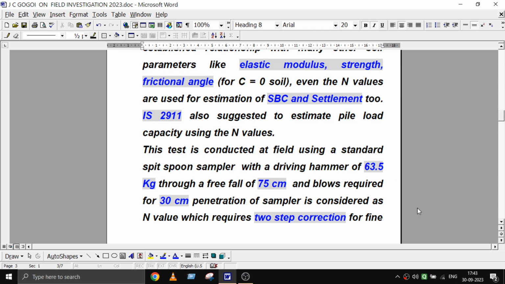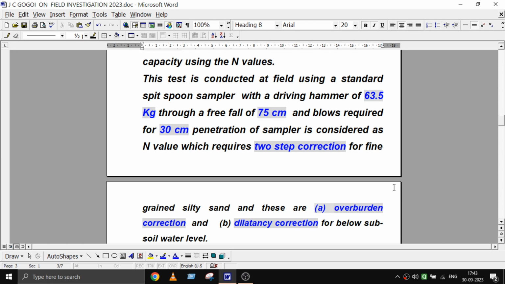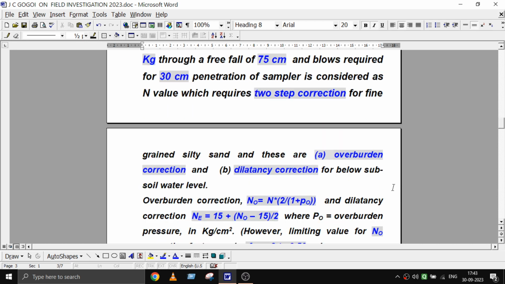However, it requires two corrections for fine grain silty sand. One is overburden correction, another is dilatancy correction. These are very simple corrections. For overburden correction, the N value is multiplied by 2 divided by (1 plus overburden pressure), where the overburden pressure is in kg per centimeter square.